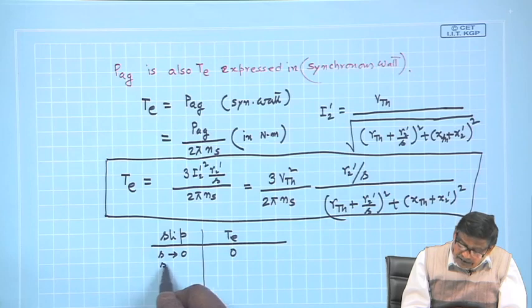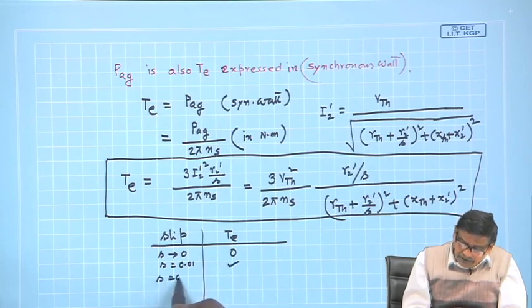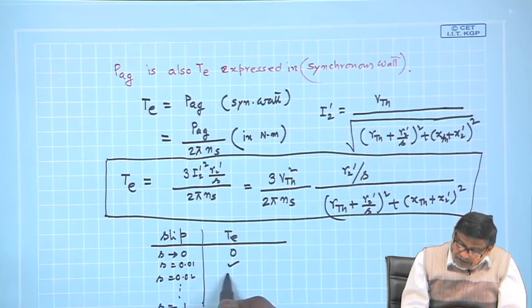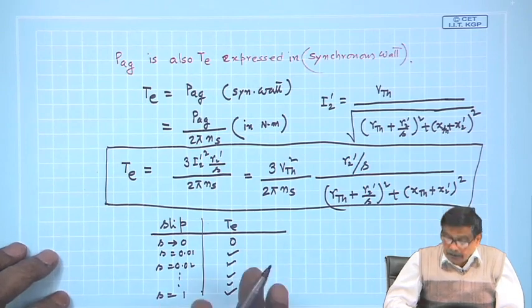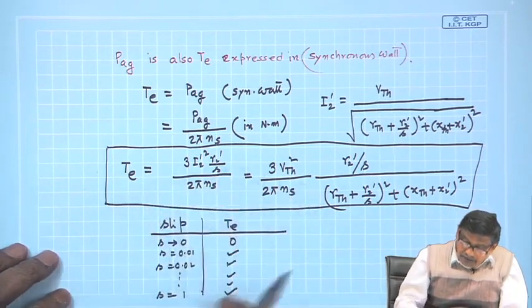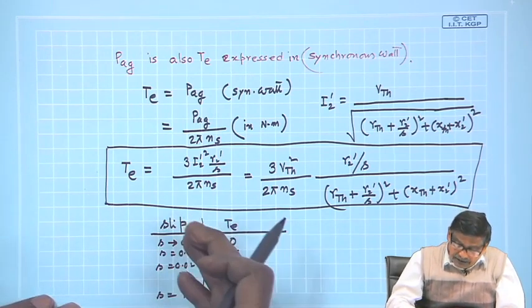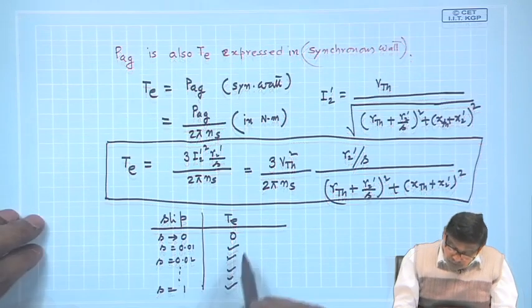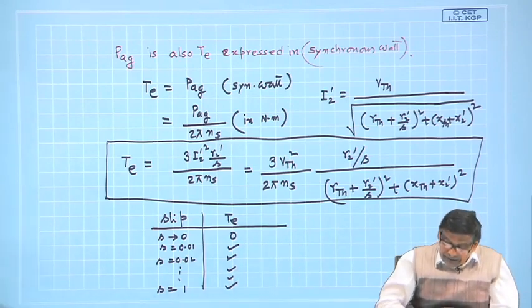Similarly, I will put s equal to 0.01 and I will get some number, I will put it here, then 0.02 and so on, and go up to s equal to 1. All these entries I can make, provided I know the equivalent circuit parameters. Suppose these are given to me. So, I will be able to make a table where the y axis will be torque and slip is varied from 0 to 1.